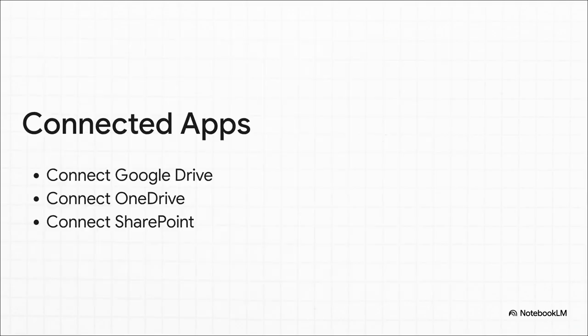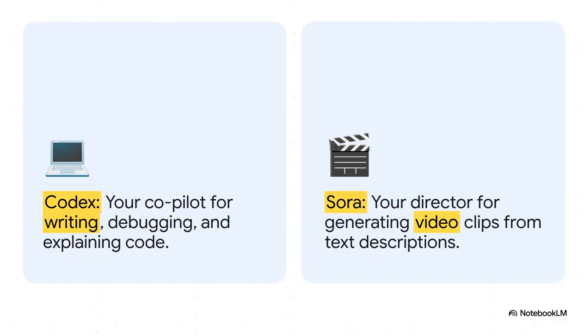And you can make the AI even smarter by connecting it to your world. When you link up your Google Drive or OneDrive or SharePoint, you're not just granting access, you're enabling it to analyze your sales reports, summarize meeting transcripts, and find those little insights hidden away in your own documents. And the specialization doesn't stop there. For developers, you've got Codex. It's a co-pilot for writing, debugging, and even explaining complex code. And for you video creators out there, there's Sora. It acts like a film director, generating entire video clips based on nothing more than a few lines of text.